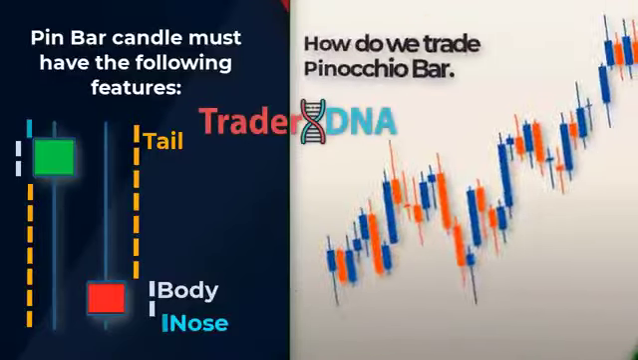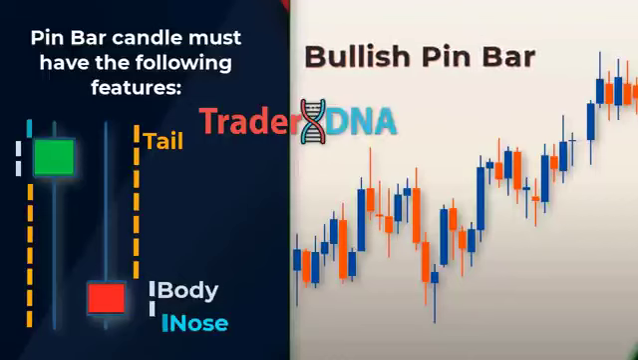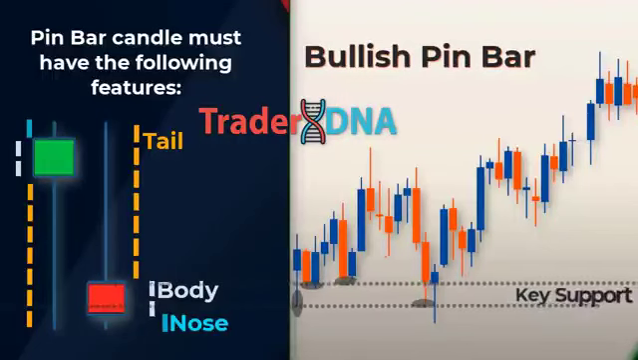How do we trade Pinocchio bar? Bullish pin bar. A valid tradable bullish pin bar is located at the end of a bearish trend, and its lower candle wick goes below the overall price action. If you spot a bullish pin bar setup on the chart, this will set up a nice opportunity for a long position. When trading bullish pin bars, you always need to put your stop loss a few pips below the low of the pin.